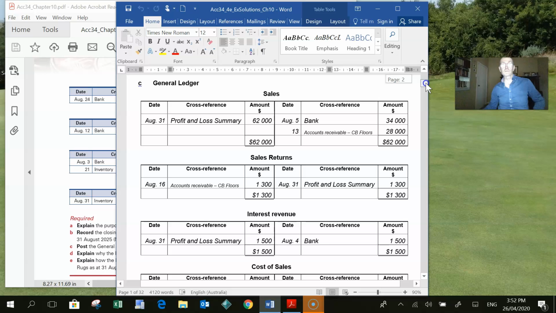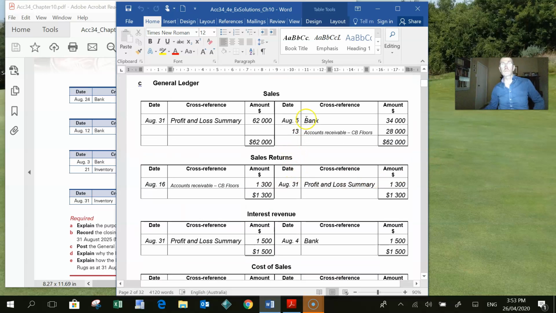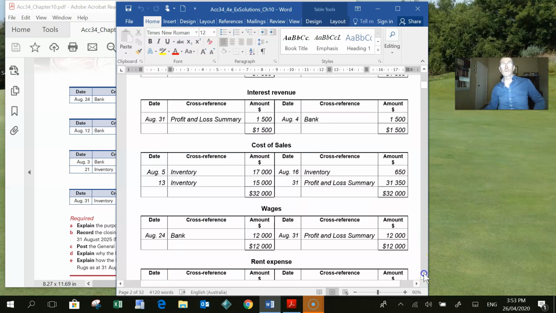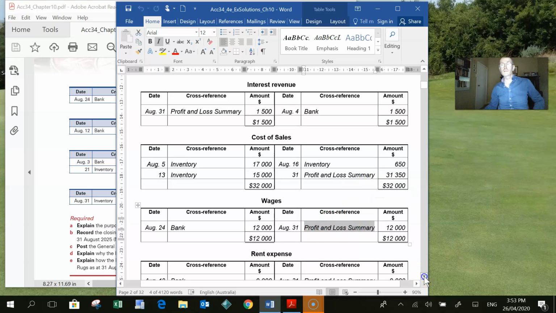oh, I forgot about all the ledgers, didn't I? Let's go through those ledgers accounts. So sales, profit and loss summary, always on the left-hand side for revenue accounts. Negative revenue, so it goes on the right. And for all expense accounts, it will go on the credit side. Revenues, it appears on the left-hand side. That'll be the same for the rest of the year. Expense accounts, profit and loss summary, always on the right.